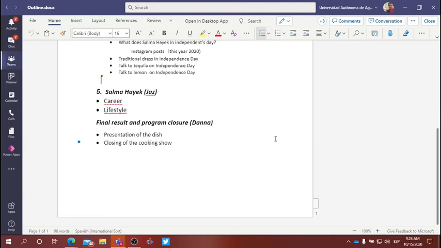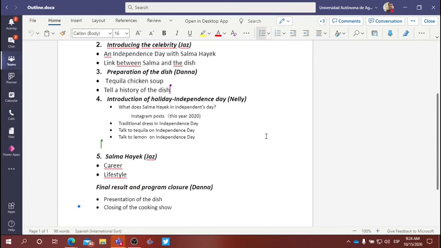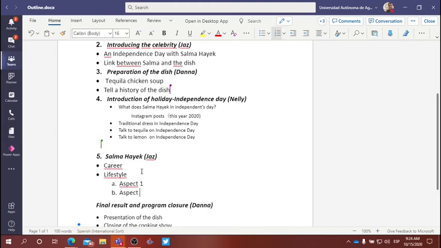Okay, so what I would try to do is use the outline as a guide. We want to be as specific as possible, as in the example I shared with you this morning. Let me just take lifestyle, for example. You're going to want to have some subcategories, right? I don't know what categories you're considering for lifestyle, but maybe you can break it down into aspect one, aspect two, like subcategories.